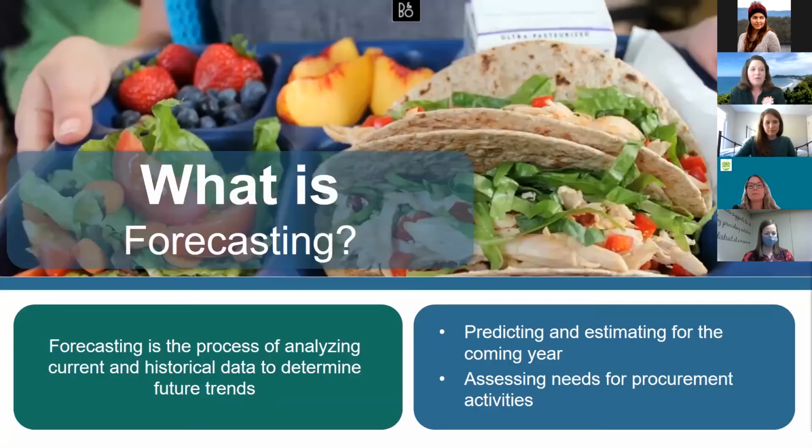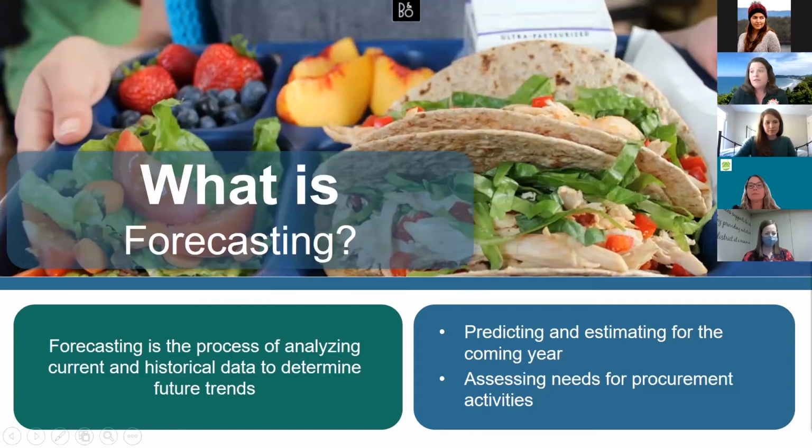Okay, so in general, what is forecasting? That's the big thing here. Forecasting is the process of analyzing current and historical data to determine future trends. In a nutshell, it's looking at what you've been doing so that you can then determine the best approach to go next. It helps you look at your menu items, what's moving forward, what are the trends going forward, so that you can use that data to figure out the best way to move on with your commodity entitlement, your bid specs, anything like that.